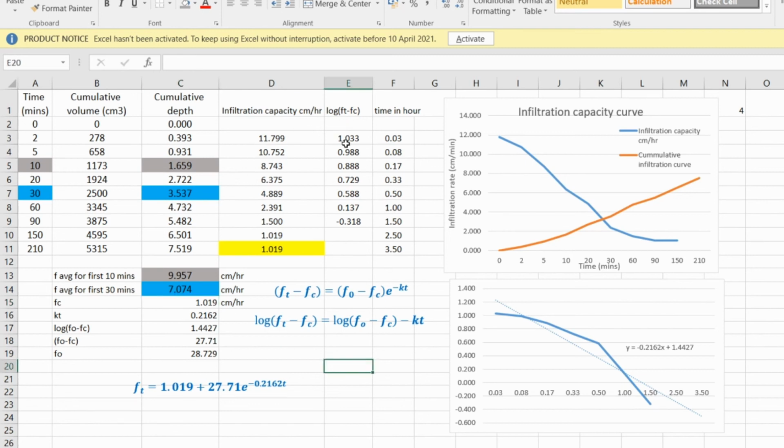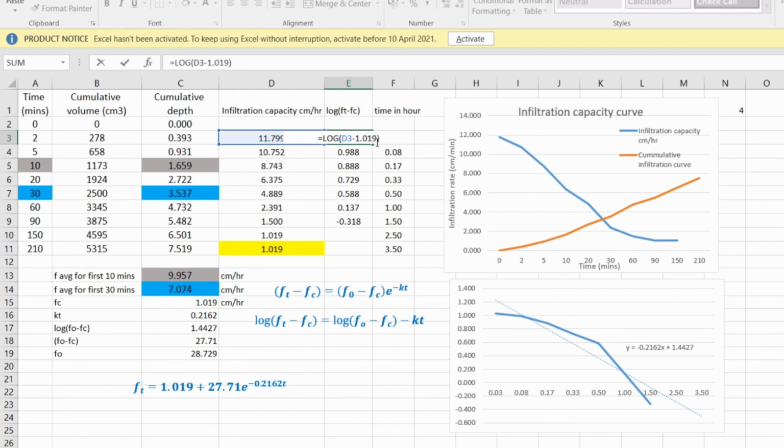So we can calculate this table. As you can see, you can use log base 10 here. So log base 10 of, if I double click over here, you can see, this is your infiltration capacity, which is Ft minus 1.019.